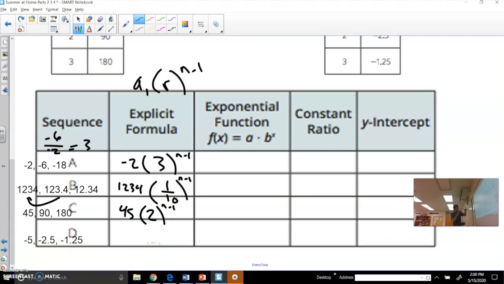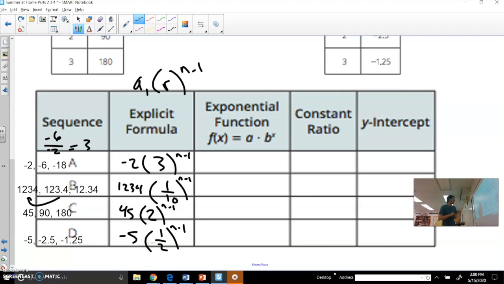And then, with this last one, you start with -5. That's your first number. But if you were to divide -2.5 by -5, you're going to see that basically you are multiplying by half over and over and over to get the next term in the sequence. Okay? I'm going to check my time.